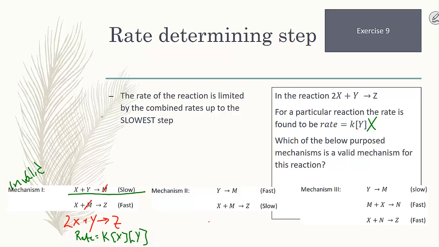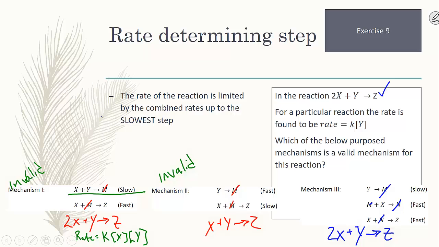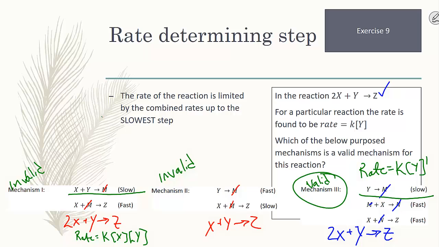Mechanism 2, we have X and Y giving us Z. That does not match our stoichiometry. So mechanism 2 is invalid. Only mechanism 3, where M and N are both intermediaries, giving us 2X plus Y gives us Z, matches the stoichiometry, and with the slow step being step 1, the rate law is first order with respect to Y. So only mechanism 3 is valid.